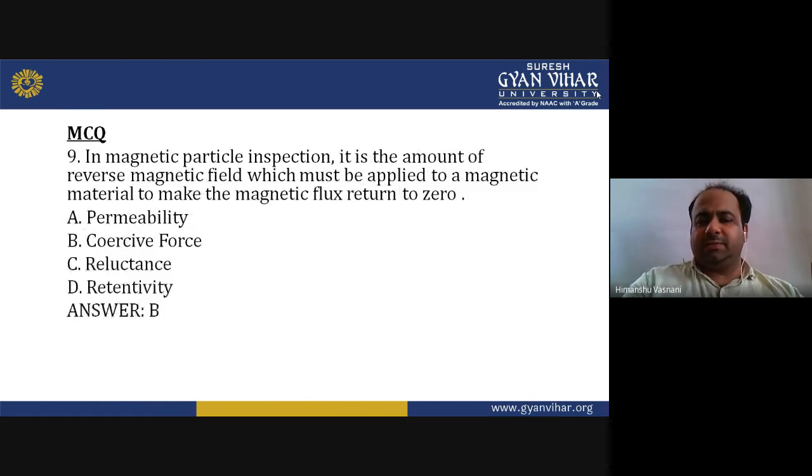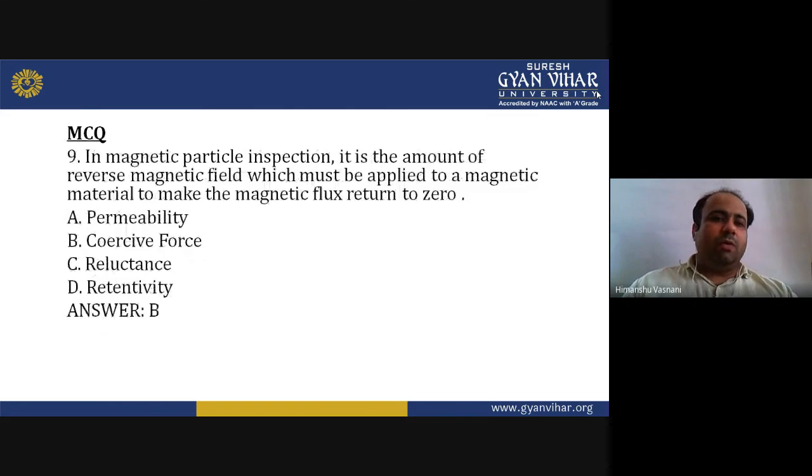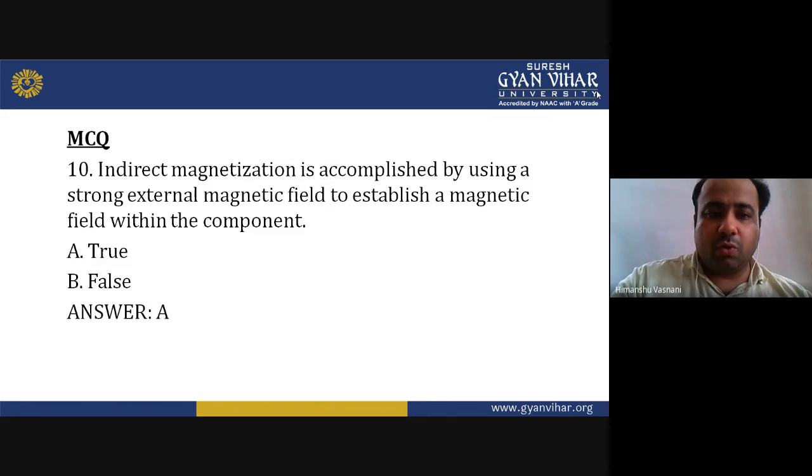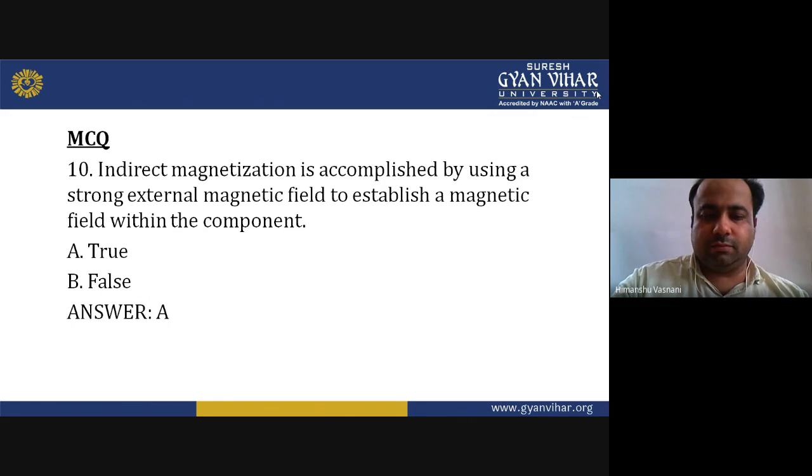In magnetic particle inspection, the amount of reverse magnetic field which must be applied to a magnetic material to make the magnetic flux return to zero is called the coercive force. The answer is B, coercive force.